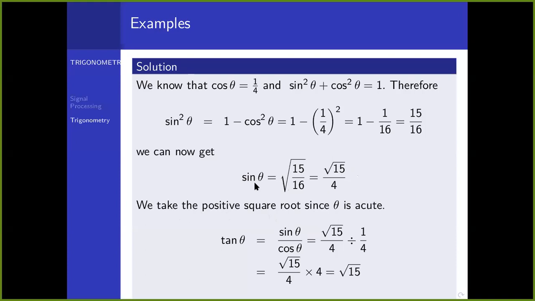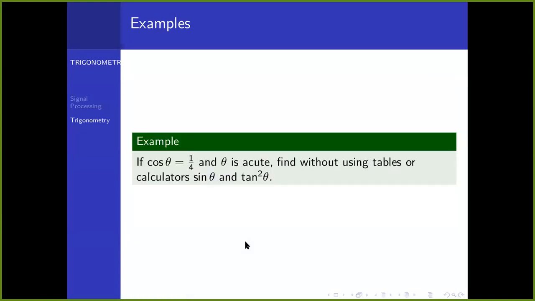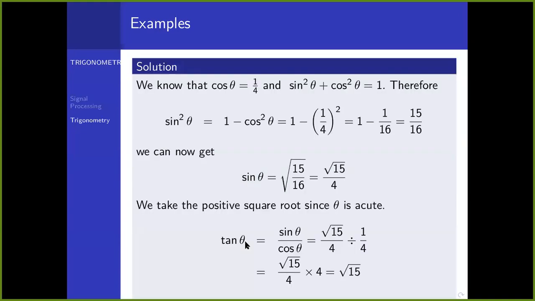Now that we have found sine theta and we already knew cosine of theta, we can find the tangent of theta, which is this. I think the question wanted the tan squared, right? So this is not complete. The square of this should be 15. I think the answer here should be 15.